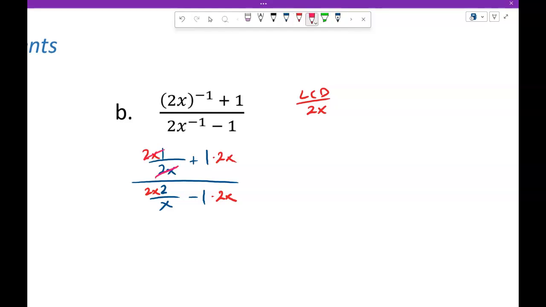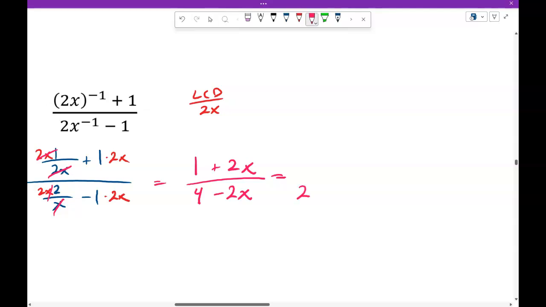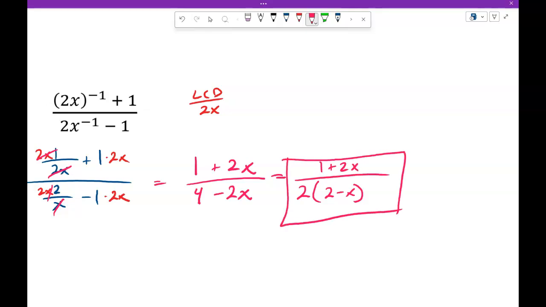Our 2x's will cancel, leaving us with 1 plus 2x. Here the x's will cancel, leaving us with 4 minus 2x. And then last but not least, we can factor out a 2, leaving us with 2 minus x over 1 plus 2x. There's no common factors to reduce, so we're done.